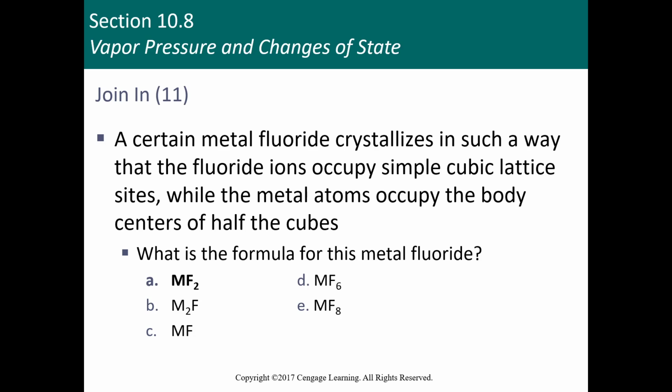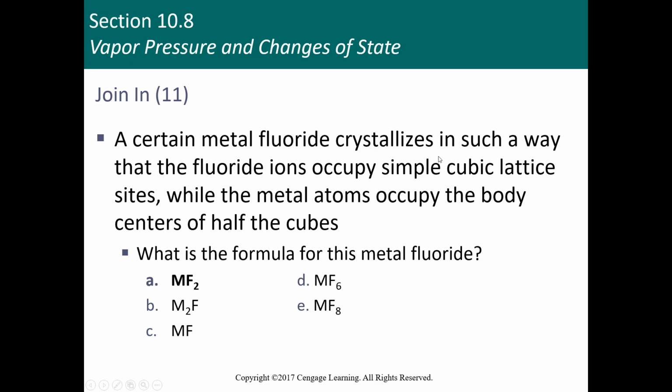And actually, this usually is easiest if you sketch it out on a piece of paper. So you have a metal with fluoride, okay? And remember the fluorides are the F-1, not that that particularly matters in this case. What you need to look at is that the fluoride ion occupies simple cubic lattice sites. So it's occupying the lattice sites, right? For a simple cubic, that means the corners of a cube.